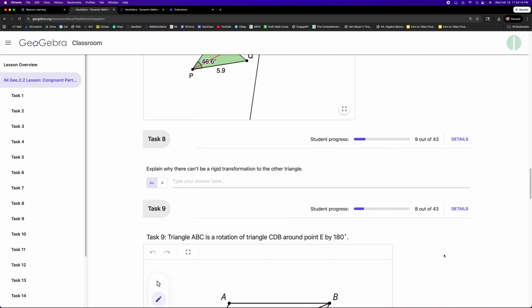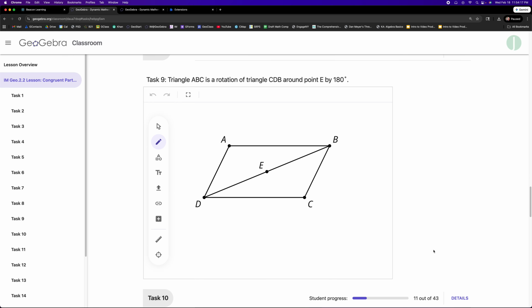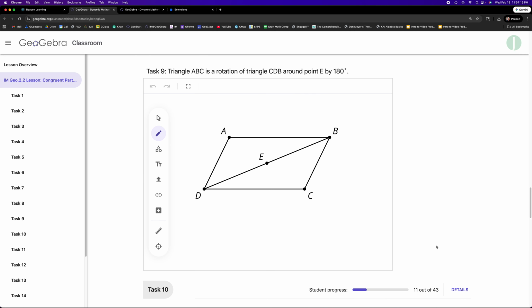Okay, so now we're going to look down here. All right, triangle ABC is a rotation of triangle CDB around point E by 180 degrees. Okay, let's break this down. So if I'm looking at this, triangle ABC is a rotation of triangle CDB. ABC, there is no triangle ABC. Oh, you know what? This is supposed to be a D right there. It's supposed to be ABD. ABD is a rotation of triangle CDB, right?